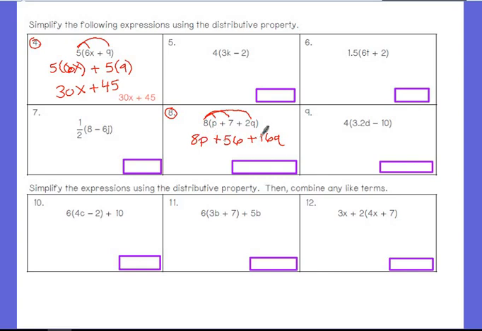So I notice I have 3 terms here, so I'm going to ask myself if any of them are alike to combine them. Last name's P, last name is constant, last name is Q. So they're all different, so they cannot be combined. So that would be my final answer.